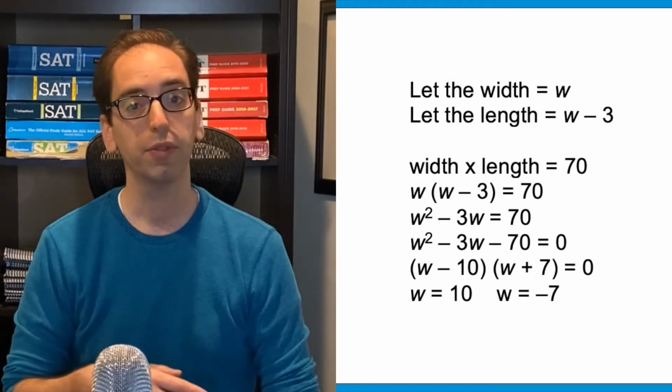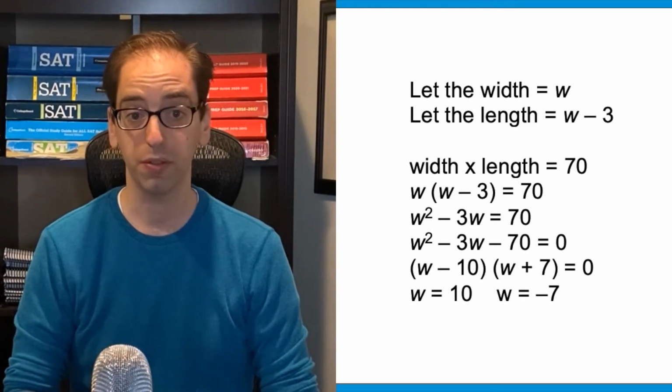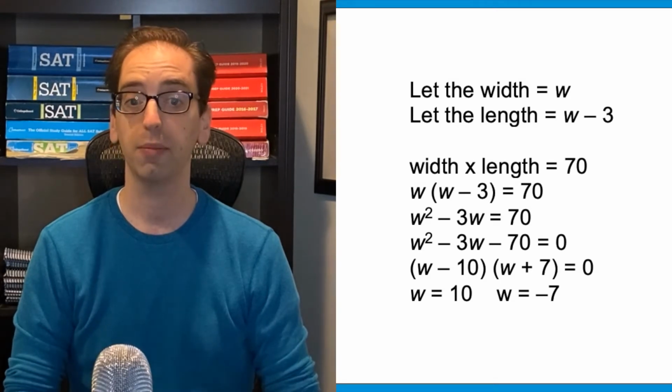So right away we can reject the negative 7. That's not possible for a geometry question. That means W equals 10. The width is 10. However, remember that the question was asking for the length. They tell us that the length is 3 inches less than the width. So if the width is 10, it means that the length is 7. The answer is 7.